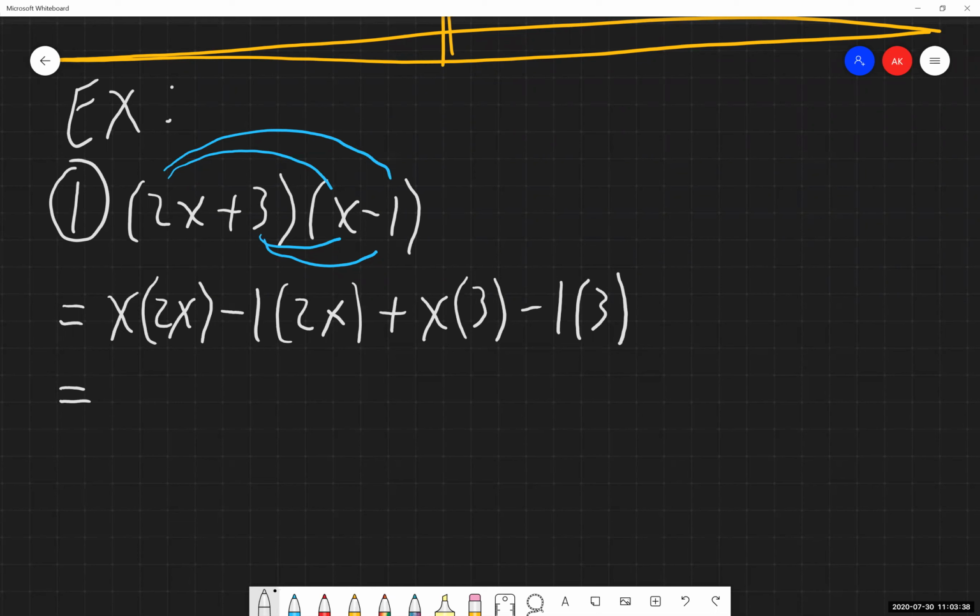So looking at each of these piece by piece, x times 2x gives me 2x squared. Negative 1 times 2x will be minus 2x there, plus x times 3, that's going to be plus 3x, minus 1 times 3, it's going to be minus 3.